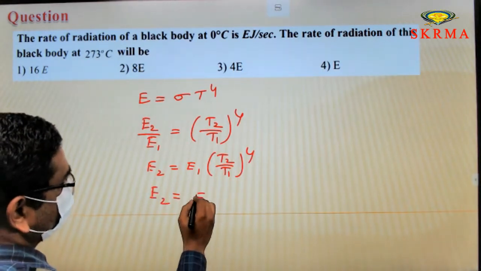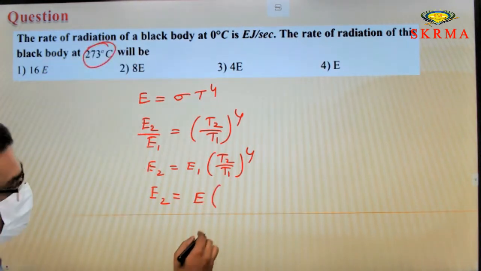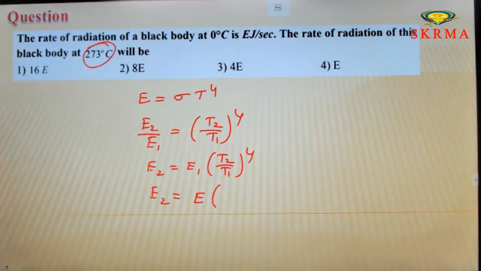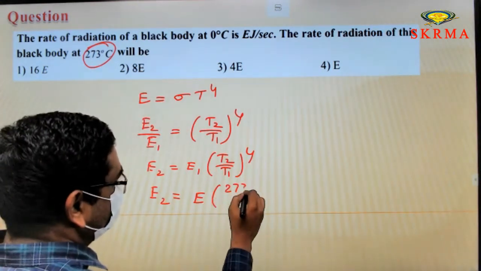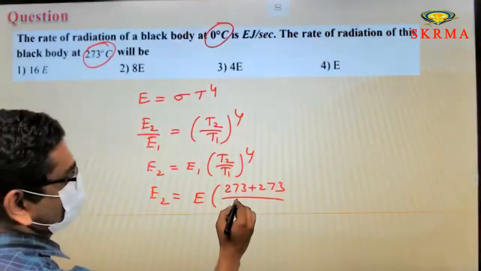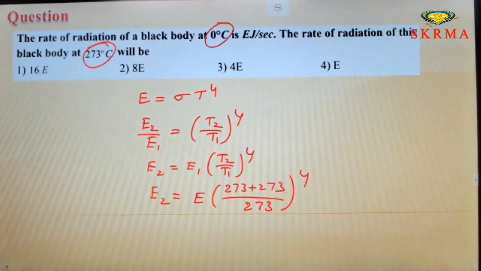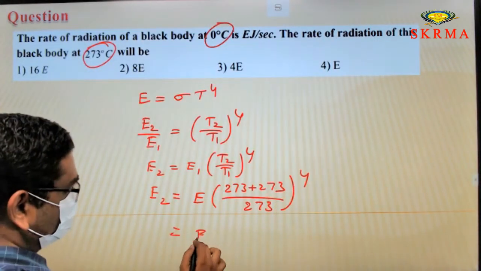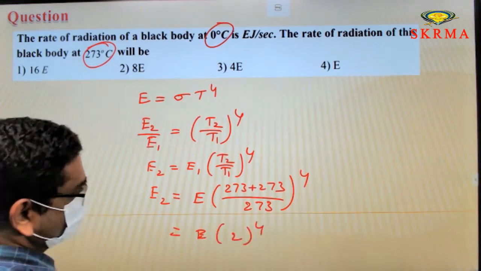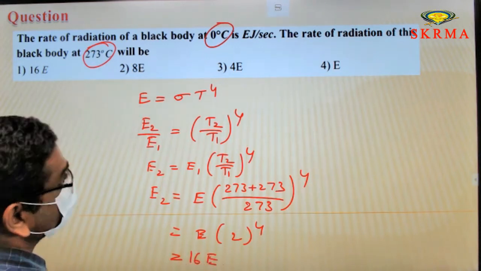E. So T2 by T1, T2 is 273 degrees centigrade. Now in terms of Kelvin, we have to add 273 plus 273, divided by 0 degrees Celsius which is only 273 Kelvin, power 4. So E into 2 power 4, that is 16 E.